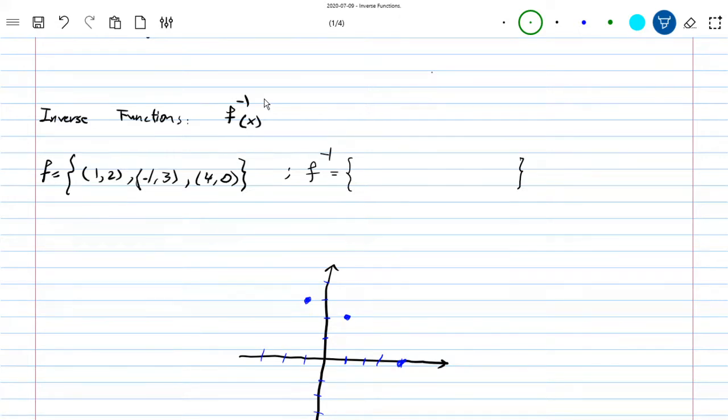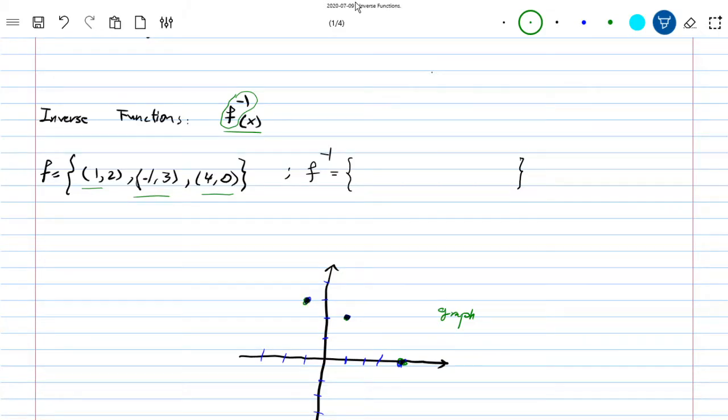Okay, inverse function. Notation, again, f inverse of x, just a function. This -1 is a part of the notation. That means the inverse. As we started originally with the function, we said it's a set. So, for example, function f contains (1, 2), (-1, 3), and (4, 0). These are a bunch of points. And here is the graph of f. This is the graph: (4, 0), (1, 2), and (-1, 3).